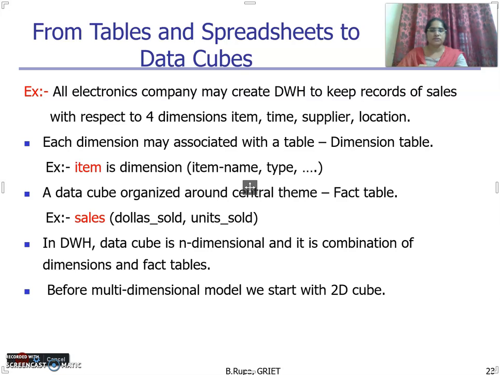In a data warehouse, a data cube is n-dimensional and it is a combination of dimensions and fact tables. Before the multidimensional data model, let us see how the cube is structured and how its structure has to be available.